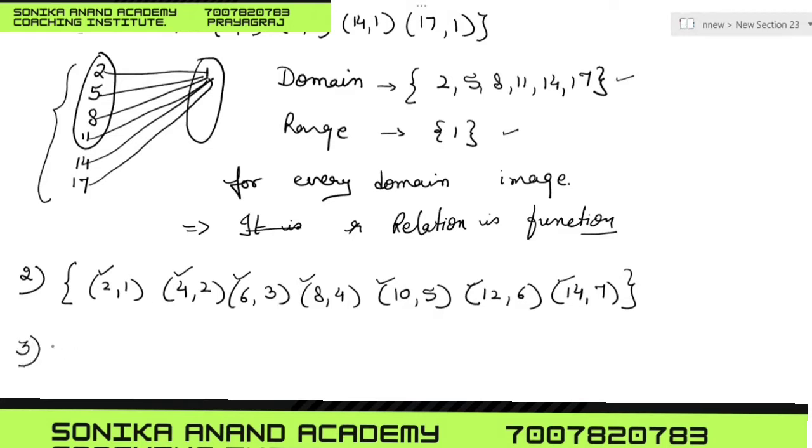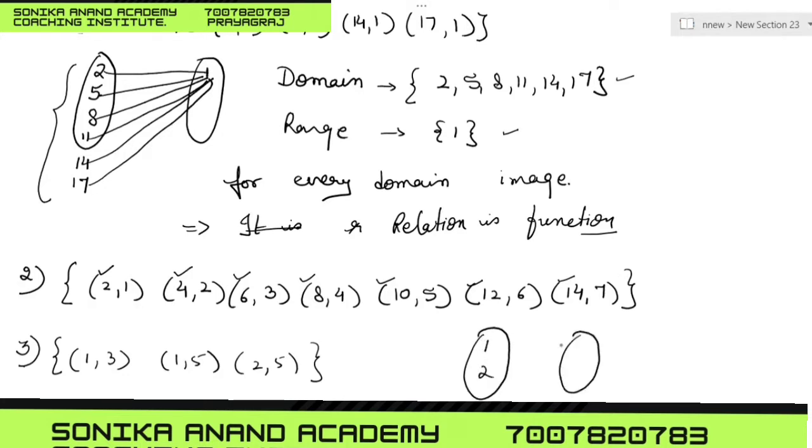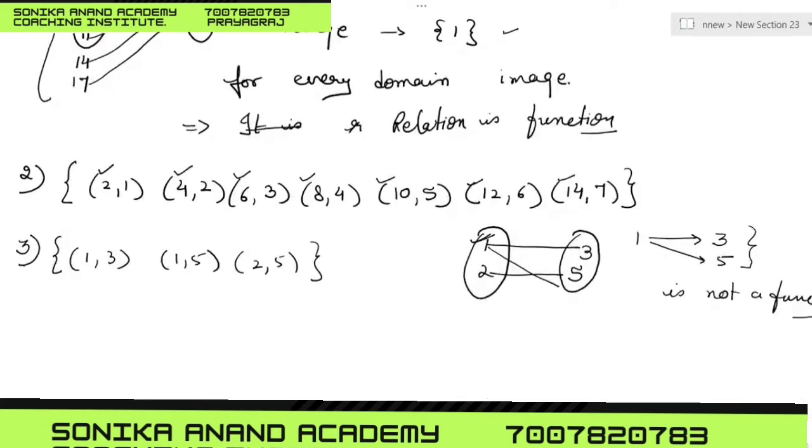Now third one, for example, 1 and 3, 1 and 5, and 2 and 5. Now here in this case, you can see that the first value is repeated. It has two images. One is connected with the 3 also, and one is connected with 5 also. When this case happens, then that relation is not a function. Now this question is finished.